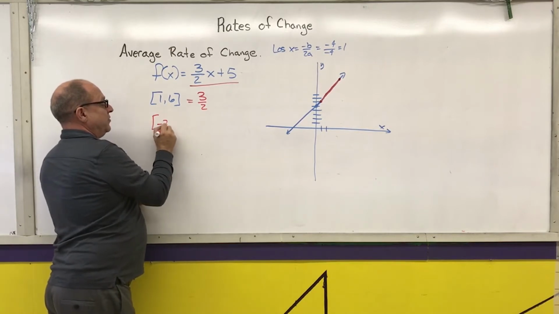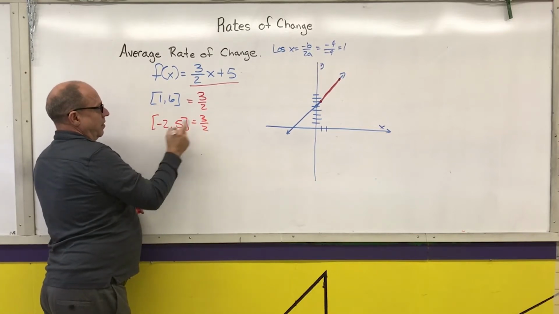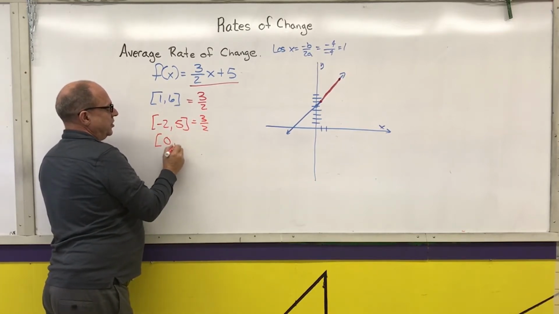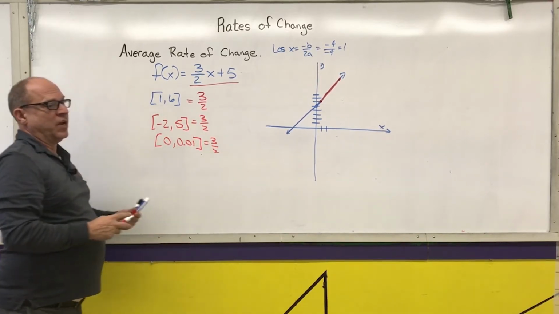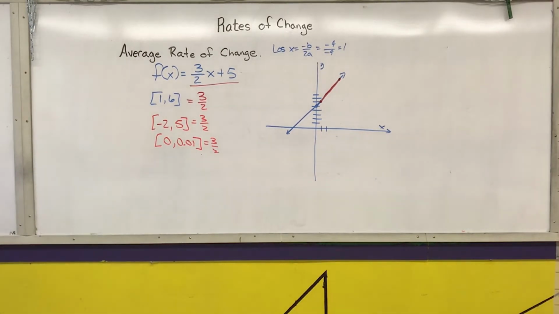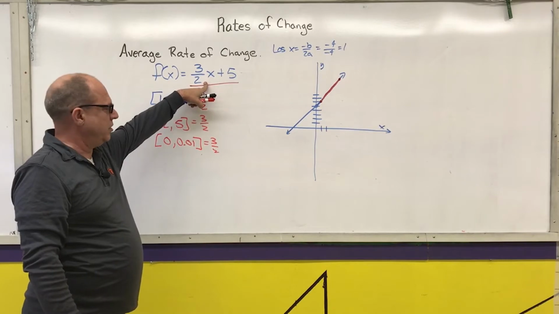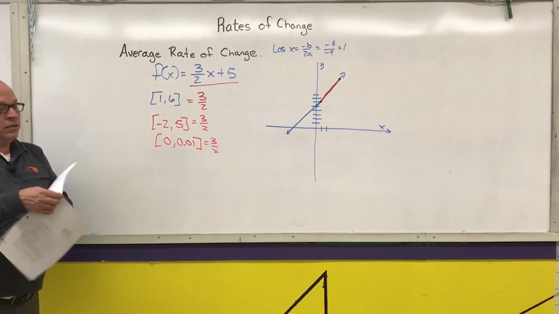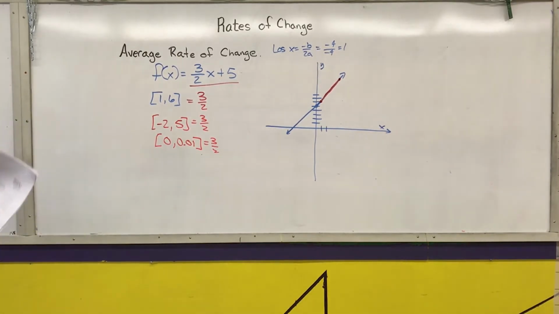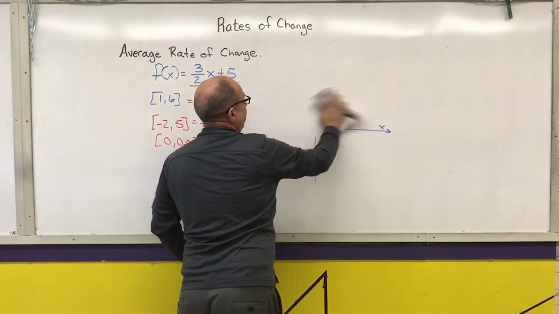Same thing, the interval from -2 to 5 of this equation would be 3/2. The average rate of change from 0 to 0.01 would be 3/2. So anytime that you have a linear equation, I want you to immediately look at the slope from the equation, and that's your answer for an average rate of change. So like I said, that would be my last example for functions, but let's do another story problem, because this is how they're going to come into play for us.